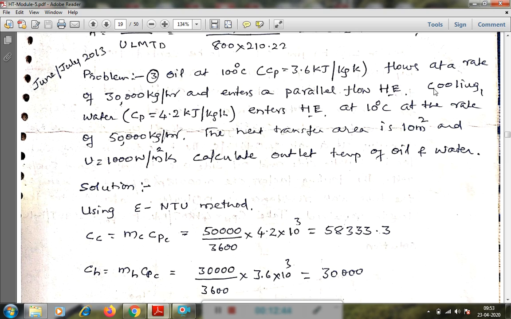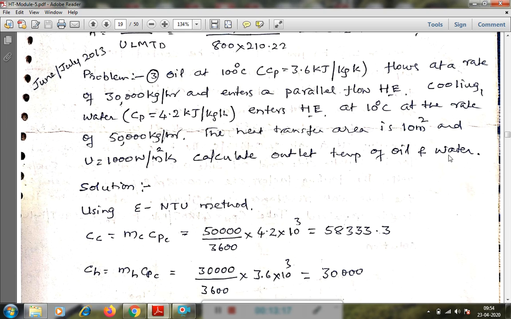Here you can see that cooling water with Cp equal to 4.2 kilojoule per kg Kelvin enters the heat exchanger at 10 degrees Celsius at the rate of 50,000 kg per hour. The heat transfer area is 10 meter square and U, the overall heat transfer coefficient, is 1000 watt per meter square Kelvin. Calculate the outlet temperature of oil and water.